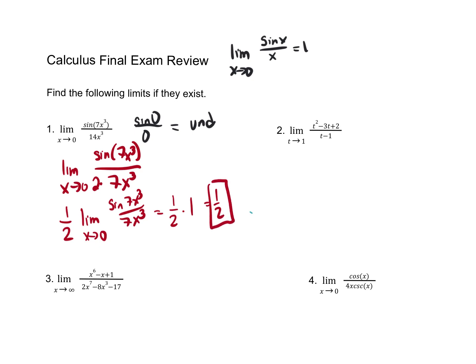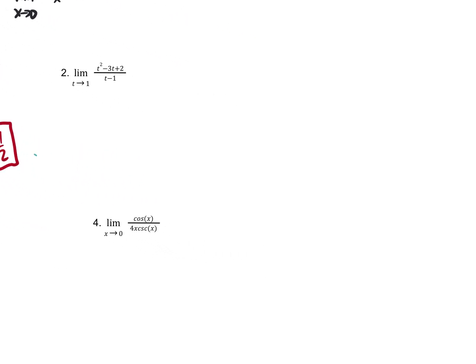So sine of anything over that same quantity will always tend to 1 as x tends to 0. Now, just like the first problem, when I plug in the value that's being approached, which is the first thing we should always try, on number 2, I'm also going to get a 0 over 0 limit. If I plug in 1, I'm going to get 1 squared minus 3 times 1 plus 2 over 1 minus 1. So that's going to give me 0 over 0.